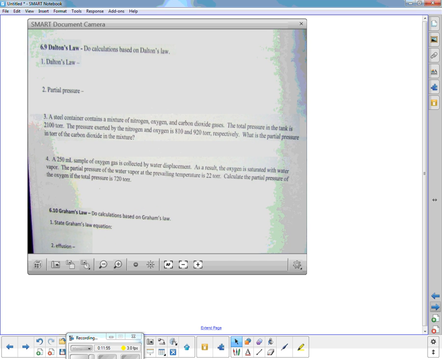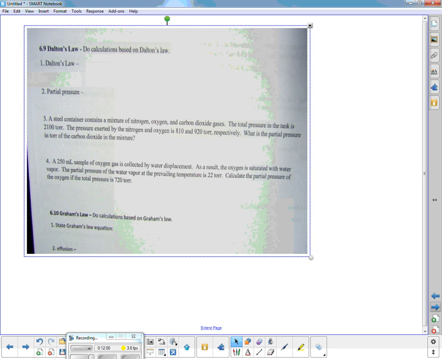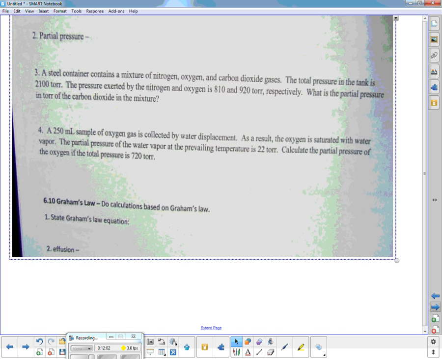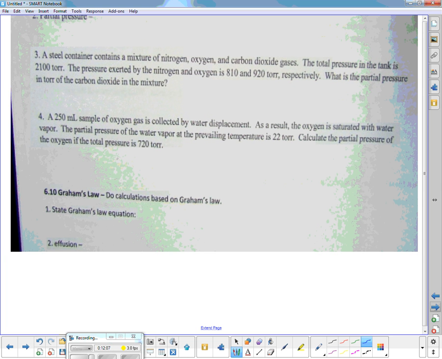On this one, a lot of the kids last period said, we just don't get how to do this. Even though it's Dalton's law, they were having a hard time. So which one would you like to look at, 3 or 4? 4? Okay. So I have this sample of gas, and it's collected over water displacement. We're actually going to do water displacement next time in a lab. As a result, the oxygen is saturated with water.